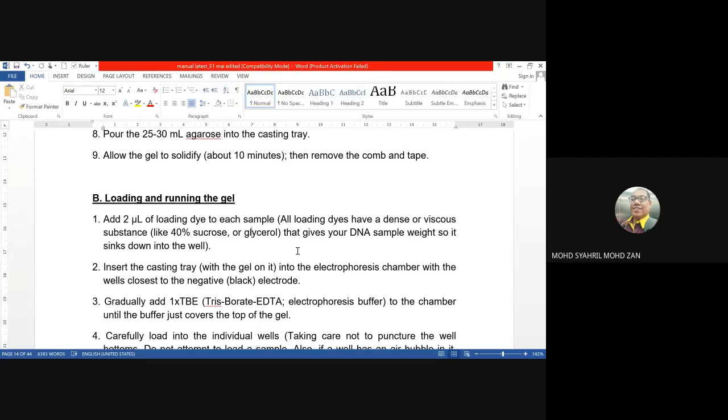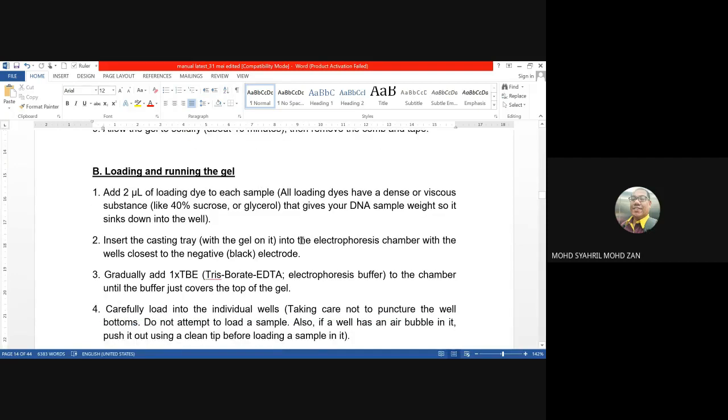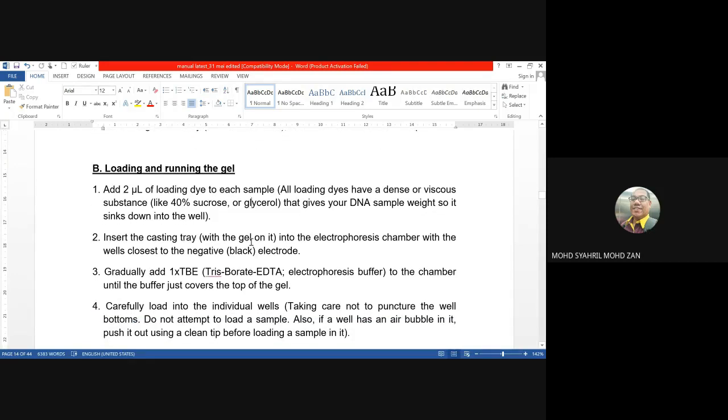When it moves, you will know how heavy it is, depending on our ladder. Insert the casting tray with the gel on it into the electrophoresis chamber with the wells closest to the negative black electrode. In our electrophoresis tray we have a positive and a negative side. Mostly the negative is black and the positive is red, depending on the coloring.